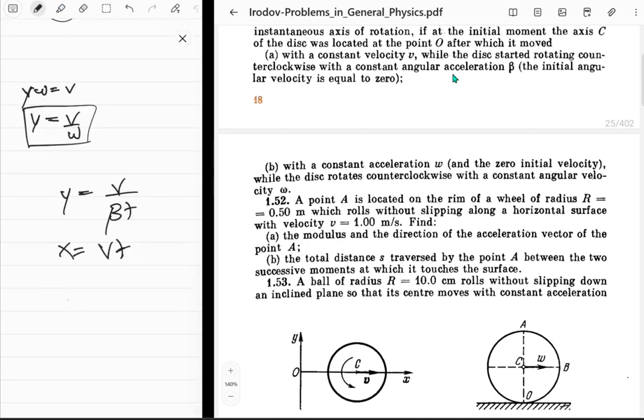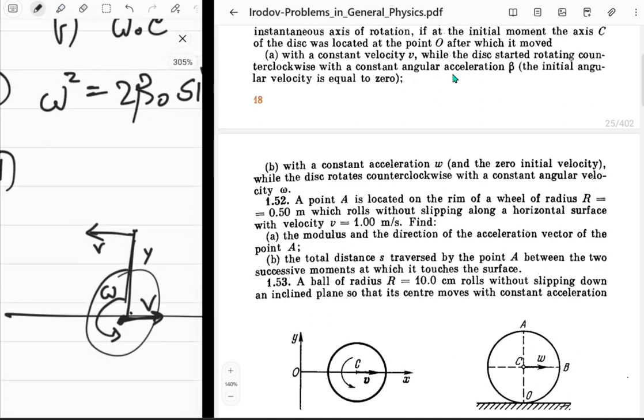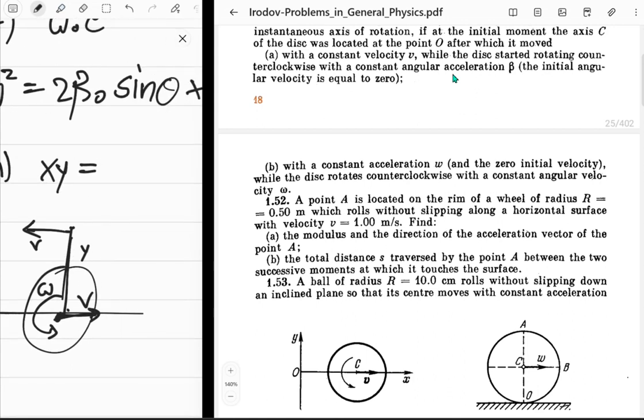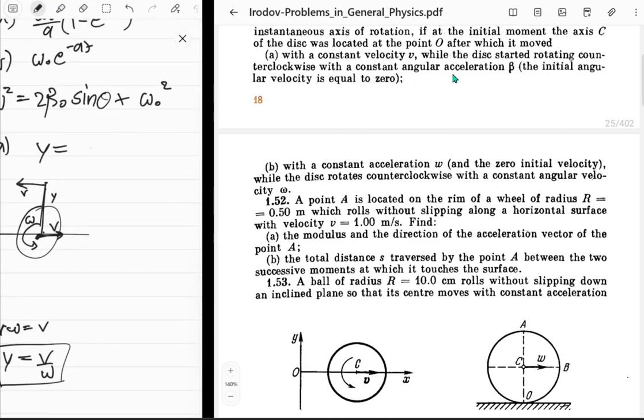Now just multiply these equations. So xy is equal to v squared upon beta. Perfect, a done. You just want y as a function of x. You don't want the locus in the standard form. So y is equal to v squared upon beta x. That's a for you.